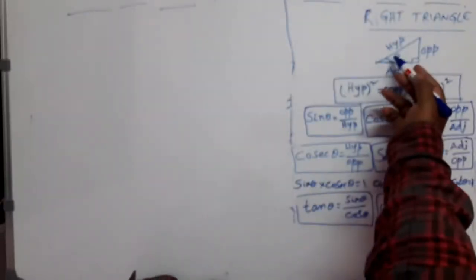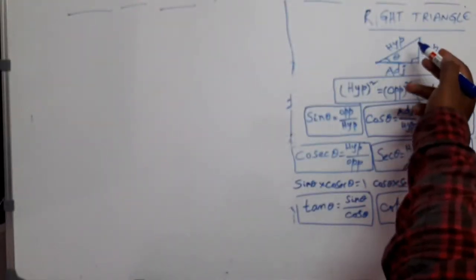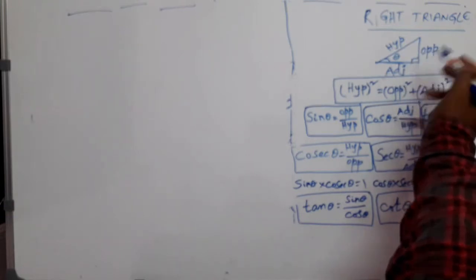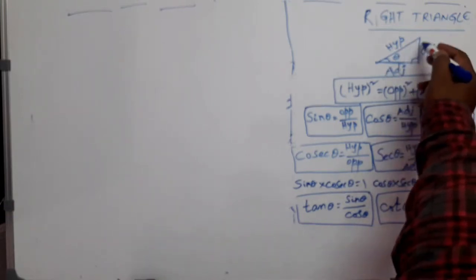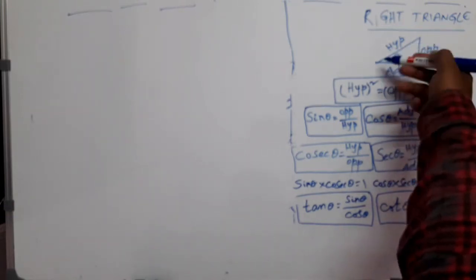See, this is a right angle triangle. This is theta. For this angle theta, this is the opposite side, this is the adjacent side and this is the hypotenuse. In this right angle triangle, the largest side is the hypotenuse. The angle opposite to the largest side is 90 degrees. The remaining two angles will be less than 90 degrees, acute angles.